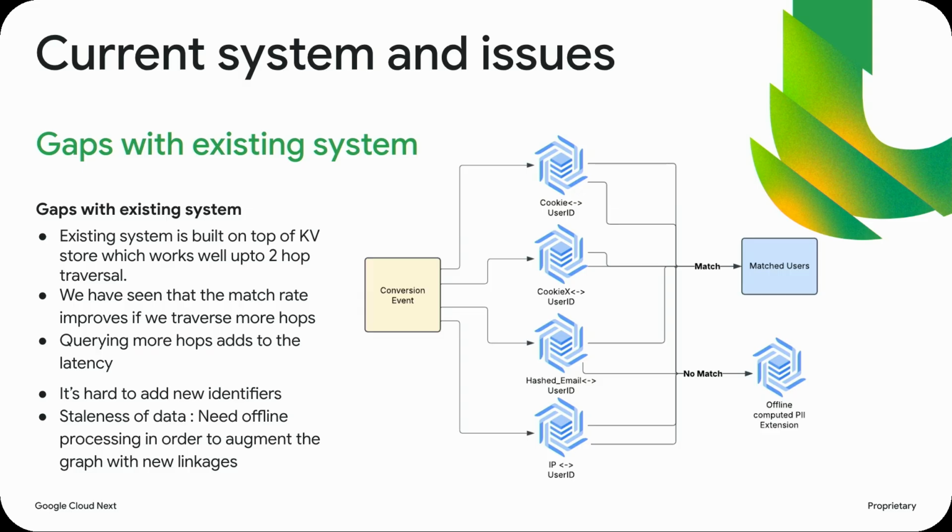Additionally, another issue is staleness of data. So if there is a linkage that comes through that we can't immediately match, let's say like hashed email and a cookie, and there's no direct match on these tables, we aren't able to augment this graph immediately. We need to do offline processing. It takes a while, and then we're able to augment this graph.